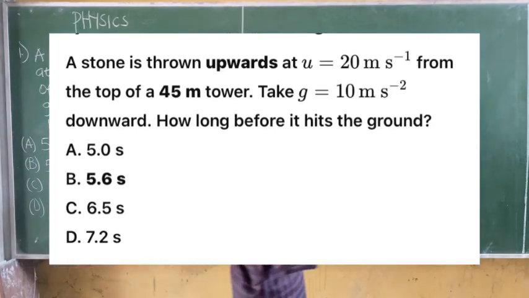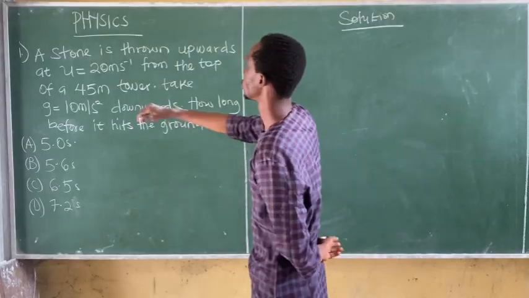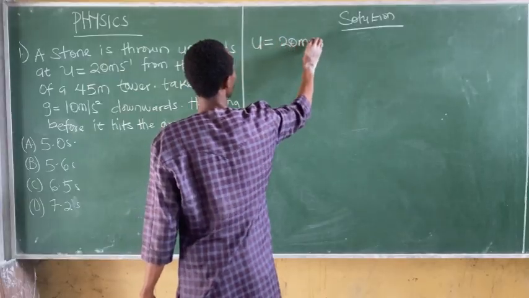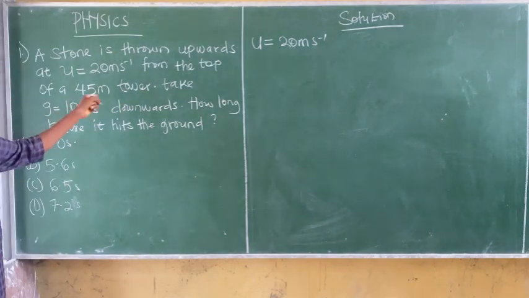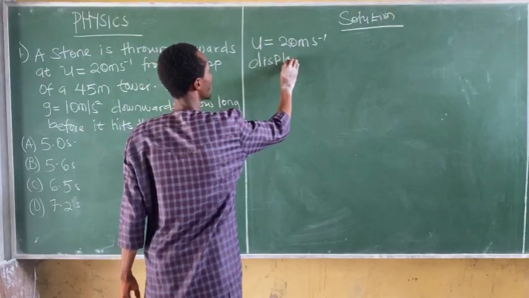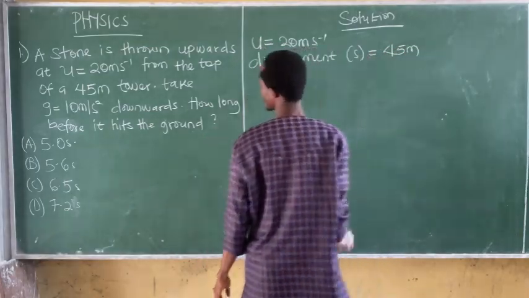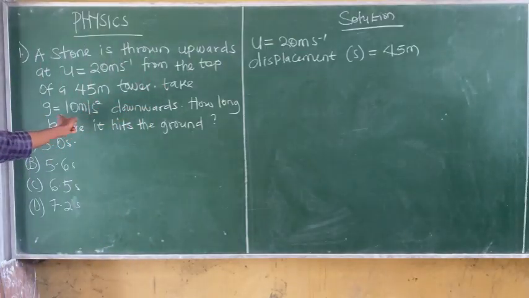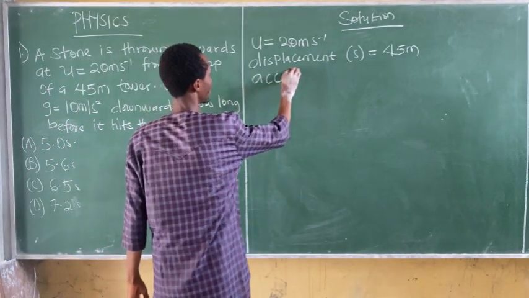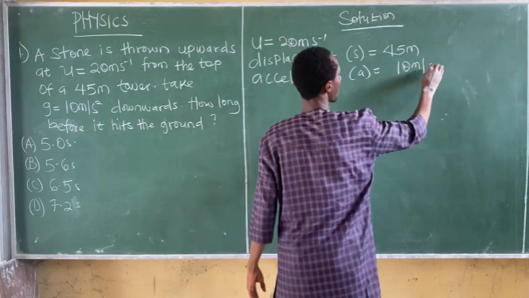Now let's write out the given parameters. Solution. From the question, we are given what? Initial velocity u to be 20 meters per second from the top of a 45 meters tower. So the displacement here is what? 45 meters from the top of a tower. Take g, acceleration due to gravity, to be 10 meters per second squared downwards. Here we have acceleration a is 10 meters per second squared.